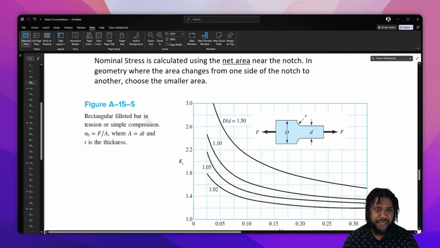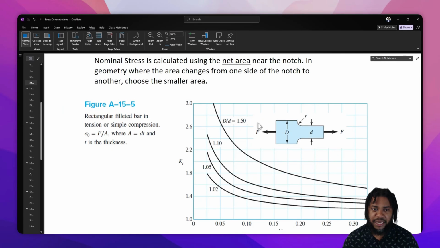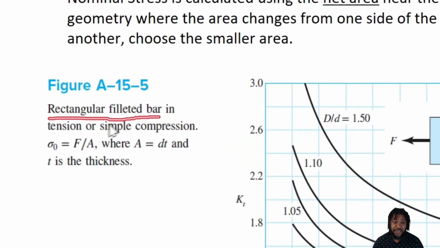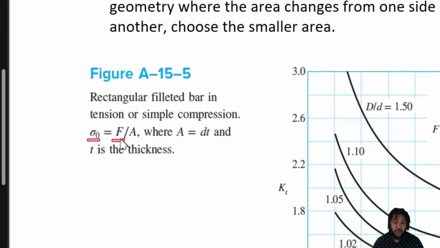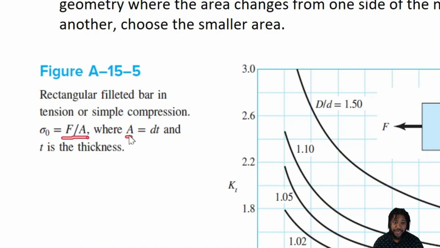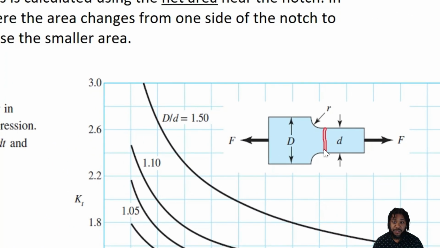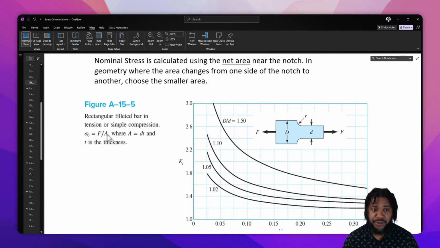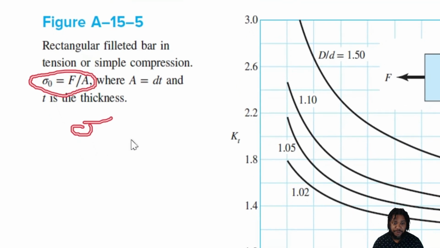For this example, we've got to go to Appendix A15. In this one, we're given a rectangular filleted bar in tension or simple compression. The nominal stress is equal to the force over the area, where the area is taken over the smaller cross-section, so little d times t, where t is the thickness. So we've got the equation for our nominal stress. We want to find sigma max.